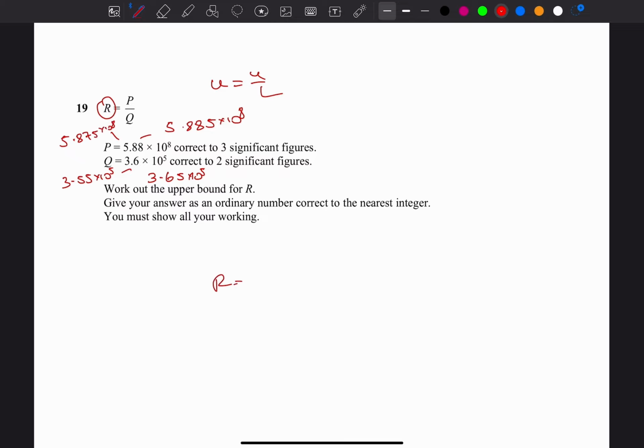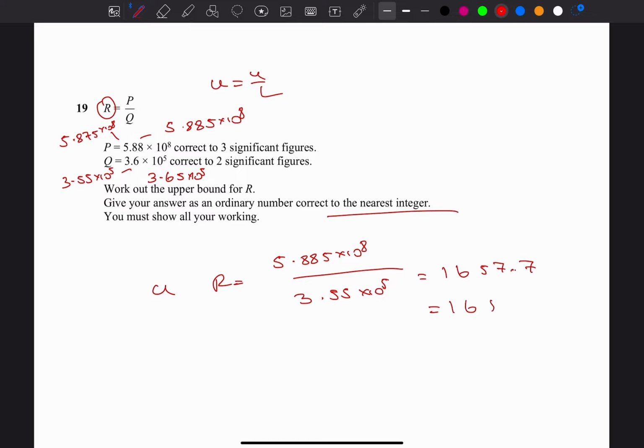So R is equal to, on the upper bound, upper over lower. Upper is 5.885 times 10 to the 8 over lower is 3.55 times 10 to the 5, which will give you 1657.7, but they want the nearest integer, so 1658 it should be.